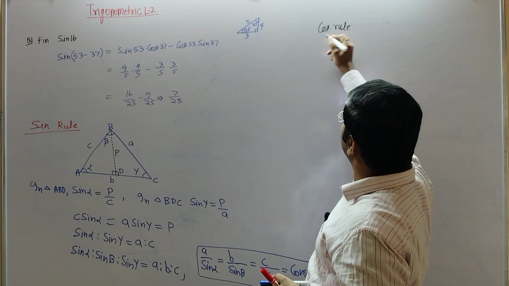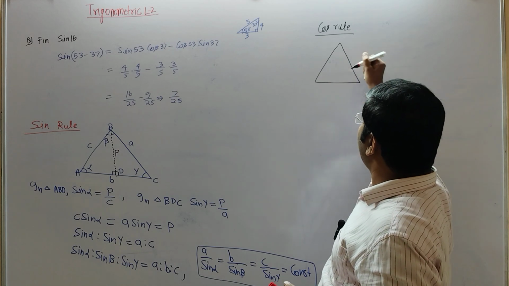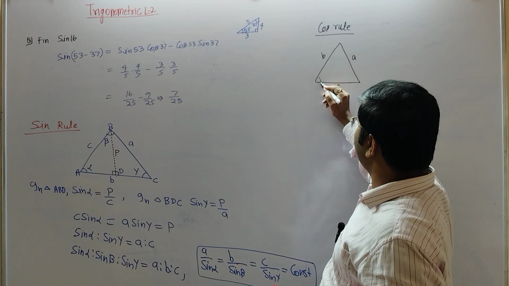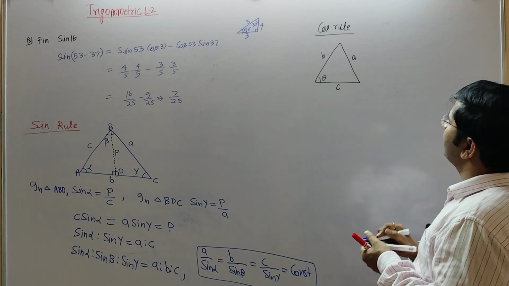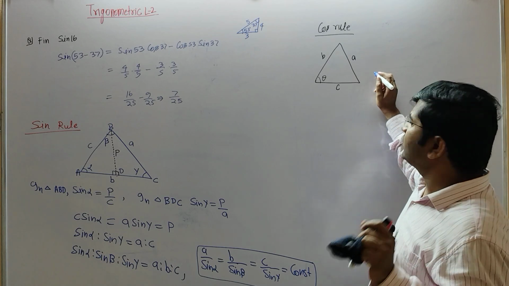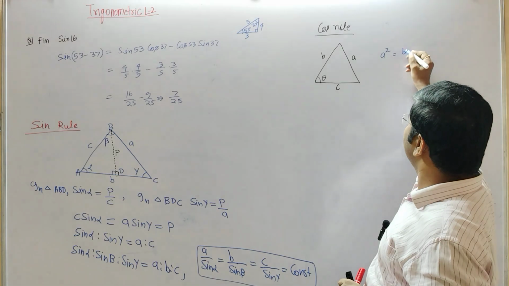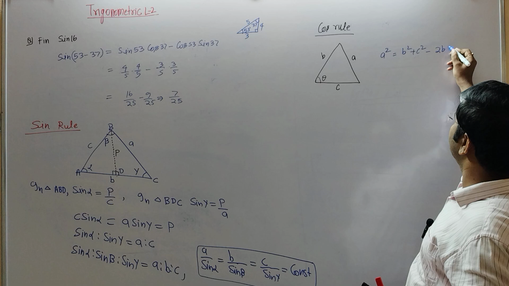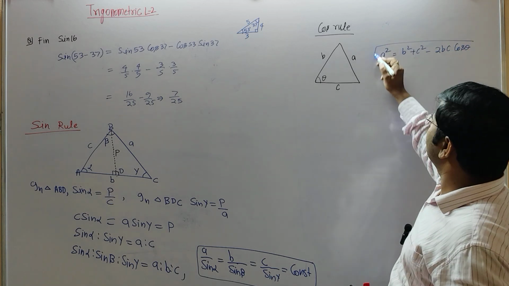Cos rule. According to the cos rule, if I say this triangle has sides A, B, C, and this angle is theta, we can prove it, but I'm not going into that; you will study it in mathematics. According to the cos rule, A square equals B square plus C square minus 2BC cos theta. You have to remember this one. This is the cos rule.